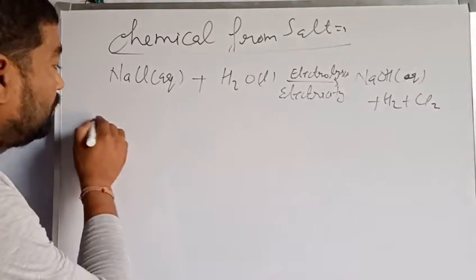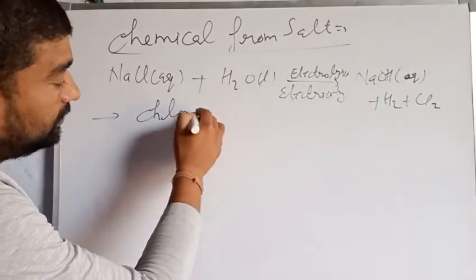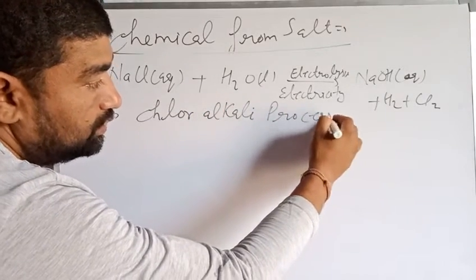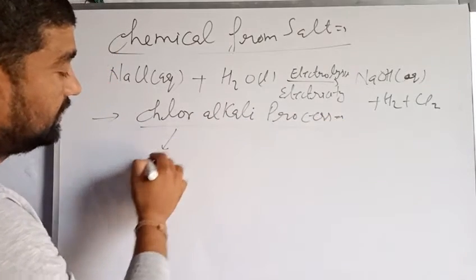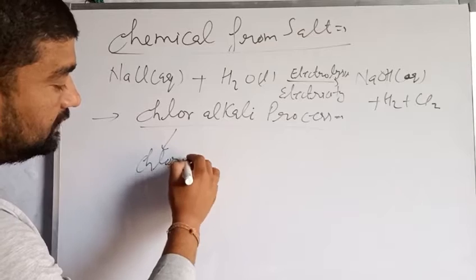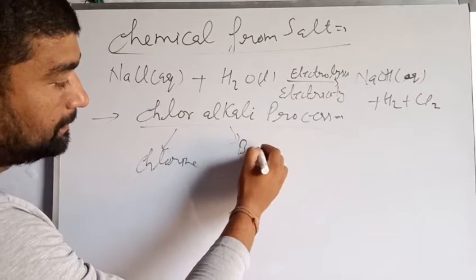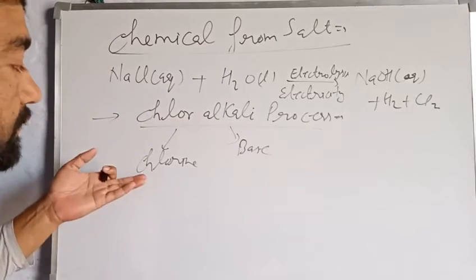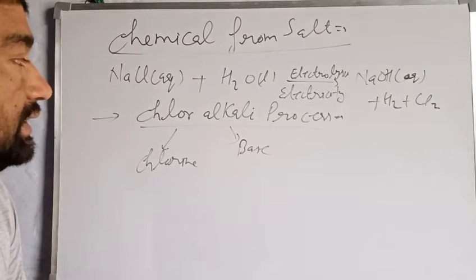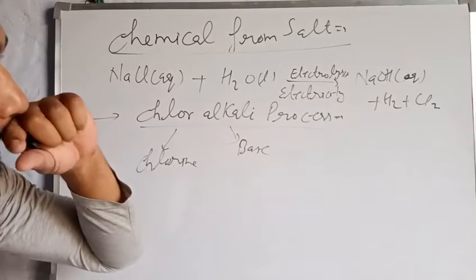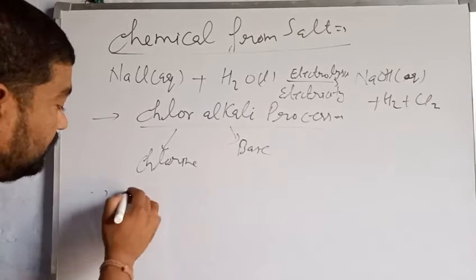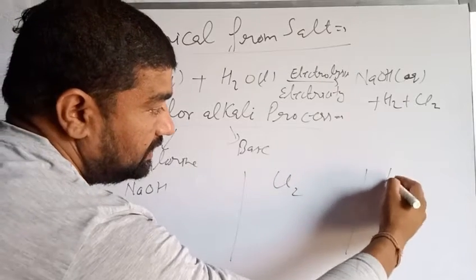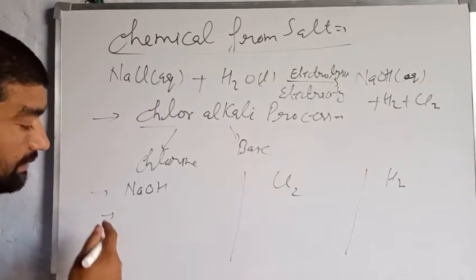This is also known as the chlor-alkali process. Why is it known so? Because chlor means chlorine and alkali means base. Because we are producing this with the help of chlorine and the base, that is also known as the chlor-alkali process. Okay, so now we obtain three major products. One is NaOH, one is Cl2 and one is H2. And all these products have their own use.